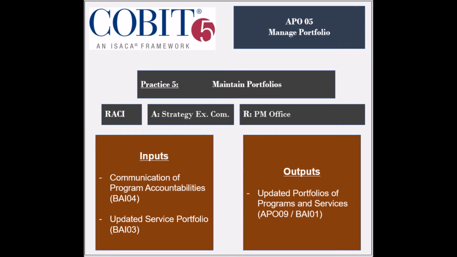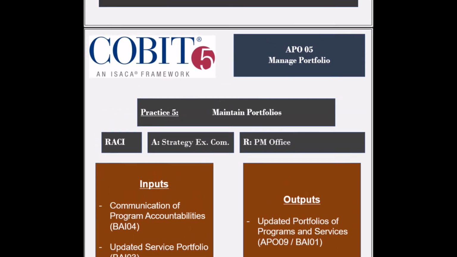The practice receives 2 inputs, which are the communication of program accountabilities from the BAI1 process, and the updated service portfolio from the BAI3 process. The practice generates one output, which is the updated portfolio to be used by the APO09 and BAI1 processes.